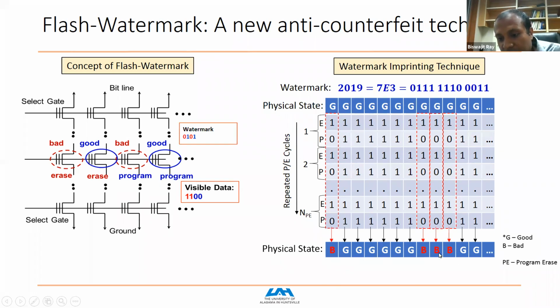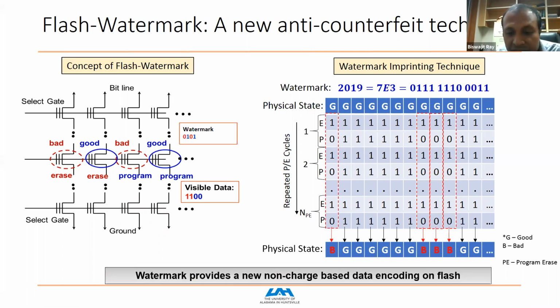And this is the way we can make a watermark in those memory chips, so that nobody can make a bad cell good, right? So this is the logic we use to make sure that the watermark remains intact. And so this is a new encoding technique, I'll say. This is a new data encoding technique, which is not charge based, because charge based content you can erase, you can change, but this is an analog property based encoding technique.